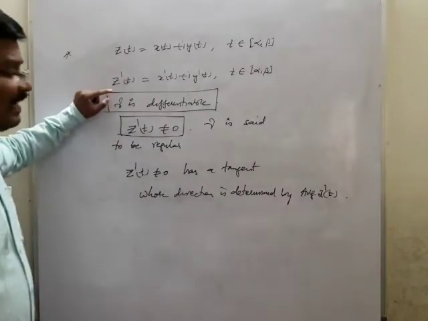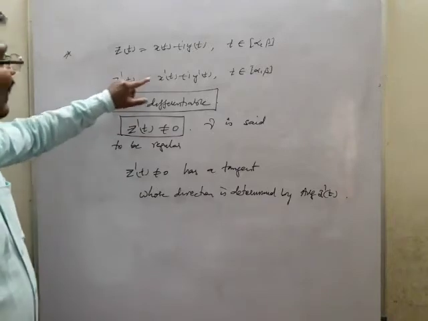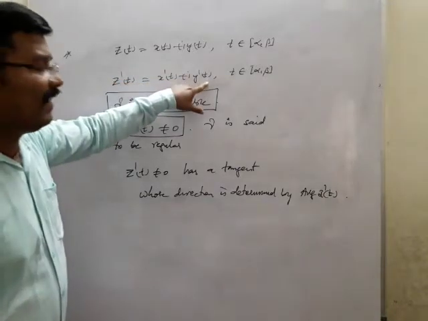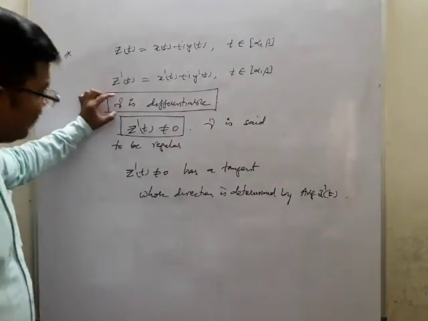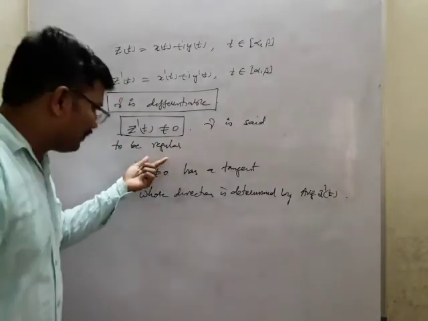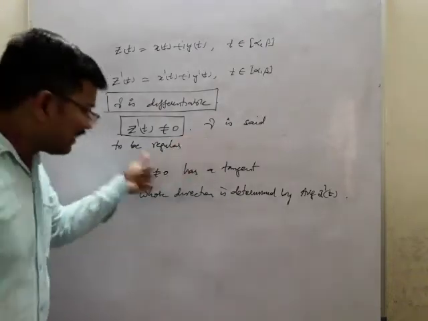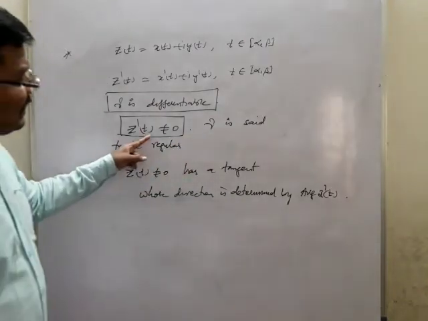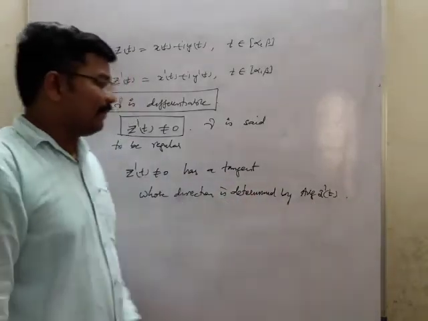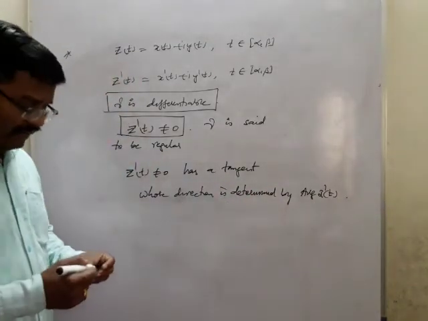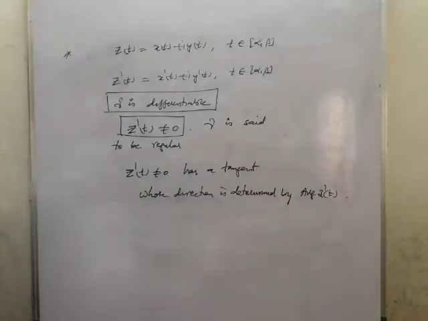So z dash of t is nothing but x dash of t plus i y dash of t. Then we can say that gamma is differentiable. Whenever gamma is differentiable with z dash of t not zero, gamma is regular. Whenever gamma is regular, there exists a tangent whose direction is the argument of z dash of t. This is one more important point we get from the arcs.